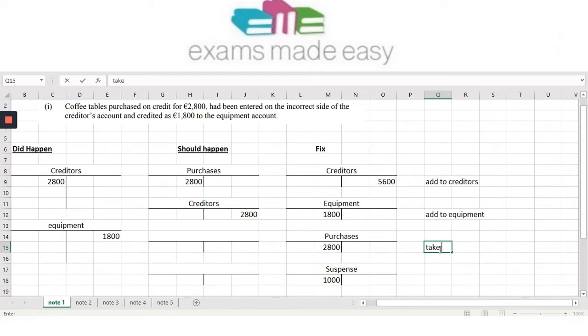So take from P and L. And the suspense stays on the same side as the suspense account. I'm just going to highlight these. So 5,600 will be added to creditors. 1,800 will be added to equipment. These are both balance sheet. And this corrected net profit, 2,800, will be taken from P and L.